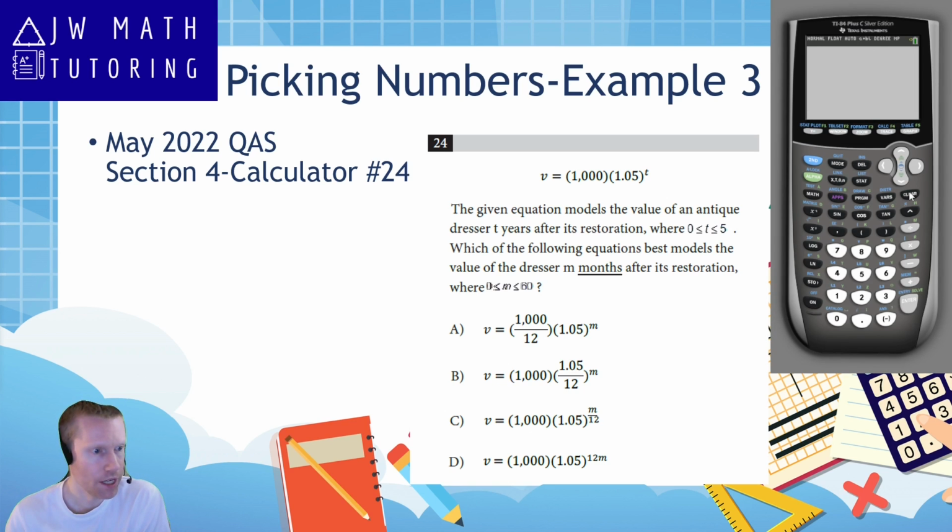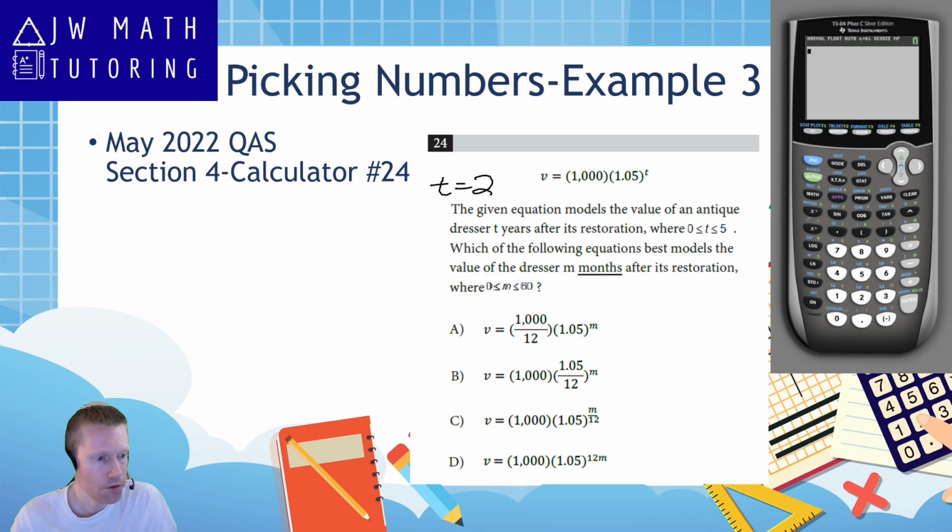What we're going to do is first pick a number for t, which will be a number of years. Then we'll find the corresponding value of m for what that would be in months. And then we'll plug t into the original equation, get a value, and then we'll plug m into all these answer choices and get values, and hopefully only one of them will match. So let's say I'm going to let t equal 2. So 2 years, I want to find the value of this antique dresser.